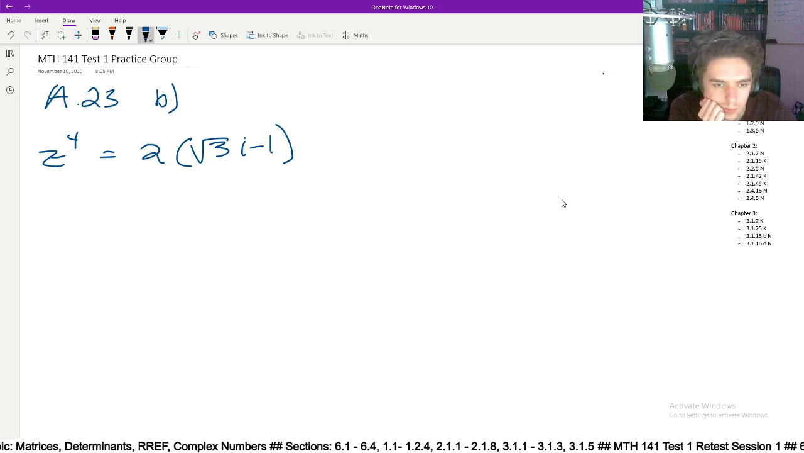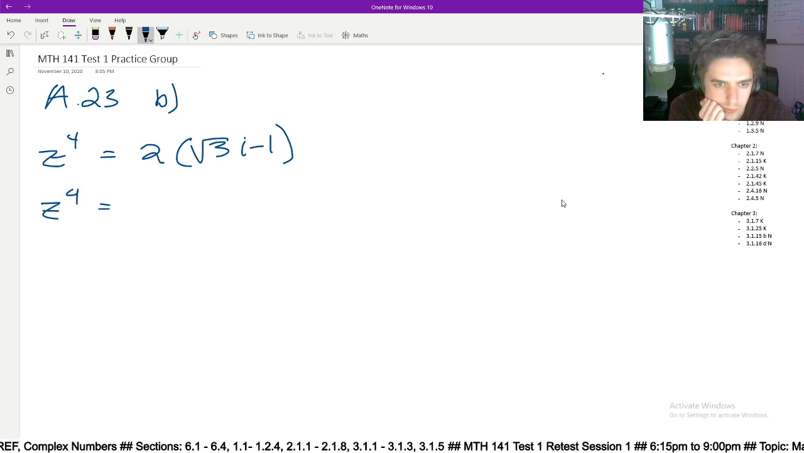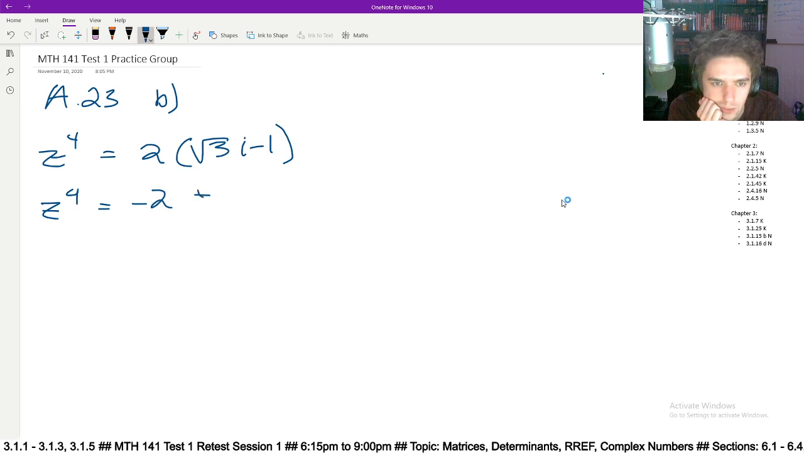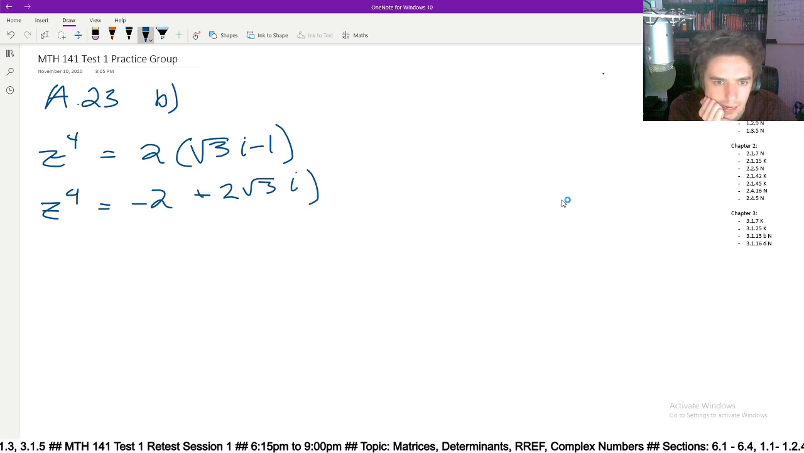Okay. A23B says find all complex numbers Z such that Z to the power of 4 equals 2 root 3I minus 1. So, well, we're going to have to write this in polar form, right? So I will start by just rewriting this a little bit. So Z to the power of 4 equals, I think I'm going to multiply the 2 in, even though that probably is a waste of time. Probably don't need to. Yeah, I'm going to multiply the 2 in. So it's going to be negative 2 plus 2 root 3I.